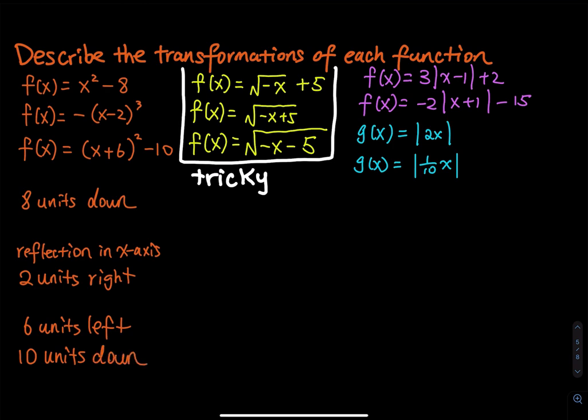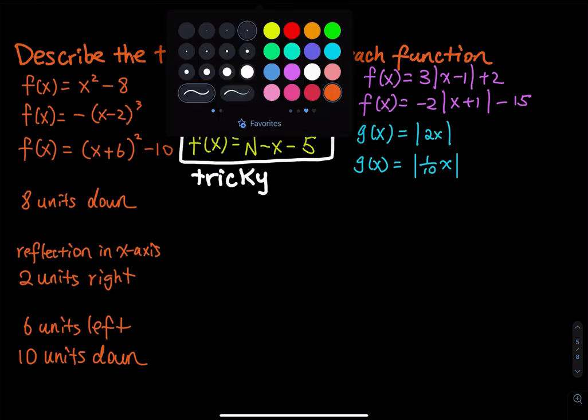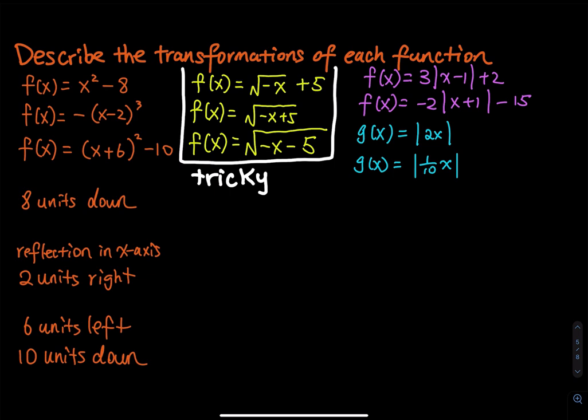Now, the next three functions in yellow, these are tricky problems. So let me switch to yellow. The first one, what is this? You have the square root of negative x plus 5. The plus 5 is easy. That is shifting the square root function 5 units up.